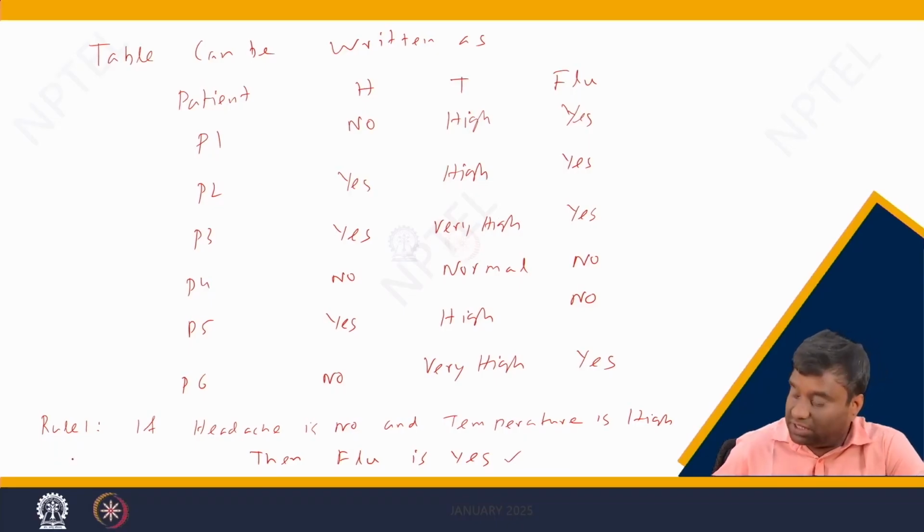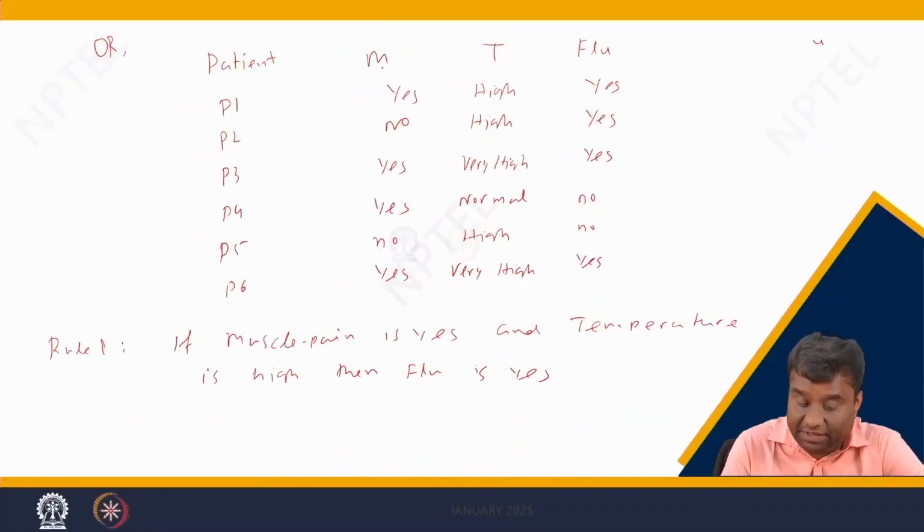The table can be written with headache and temperature, as we have written here. Now muscle pain with temperature. For patient 1, temperature is high, flu is yes. For patient 2, muscle pain is no, temperature is high, flu is yes. For P3, muscle pain is yes, temperature is very high, flu is yes. For P4, muscle pain is yes, temperature is normal, flu is no. For P5, muscle pain is no, temperature is high, flu is no. For P6, muscle pain is yes, temperature is very high, flu is yes.